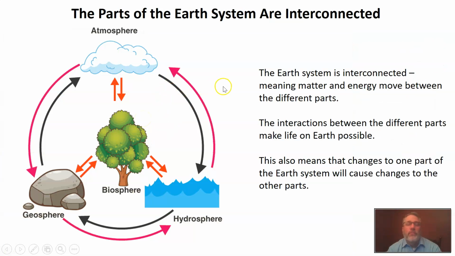So one thing that is important for us to remember with any system, not just the Earth system, is that the different parts are interconnected. So we can have feedback between different parts of the system.